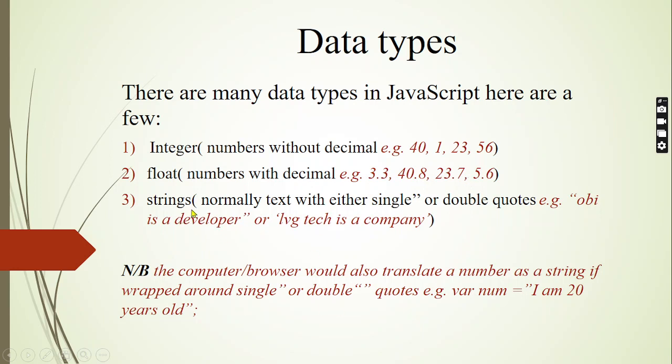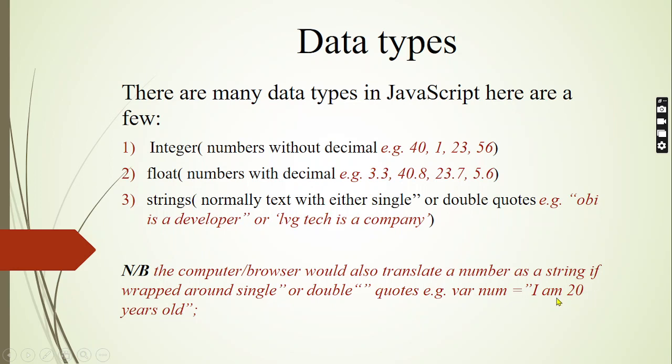Okay, so what's the last one? Strings are normally text. Okay, strings are normally put in either single quotes or double quotes. So you can say Obi is a developer, or LVG Tech is a what? A company. So we can also add numbers in and quantify them as strings. Okay, so the browser will translate a number as a string if wrapped around a single or a double quote.